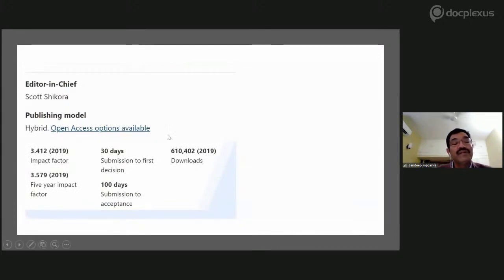Now, this is Obesity Surgery journal, which is the second highest ranked journal in obesity surgery. And I think one of the most attractive points about this journal is their time for submission. Submission to first decision is just one month, which is extremely fast going by publishing standards. And it still has a good impact factor of 3.4.